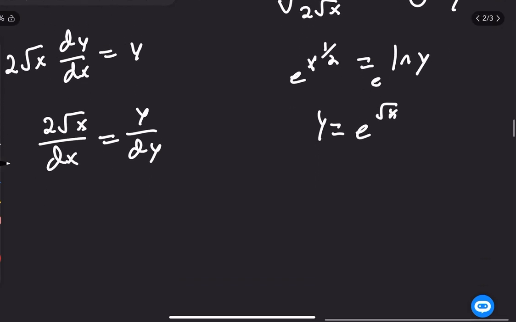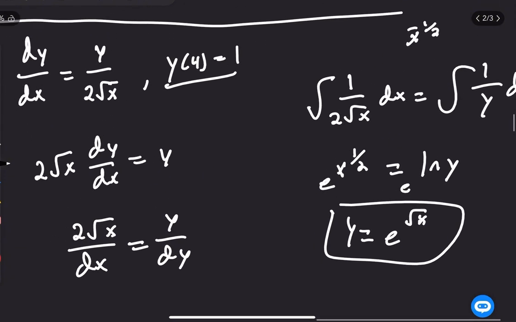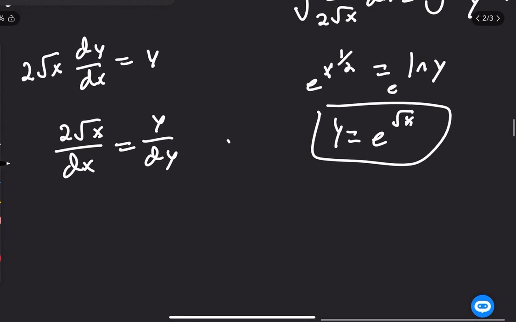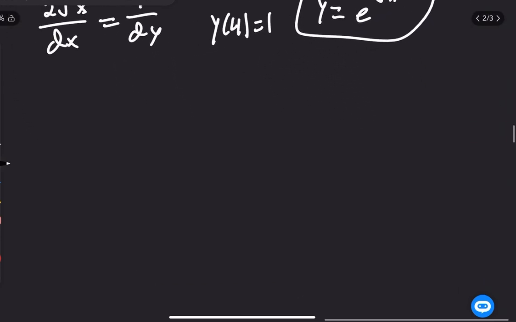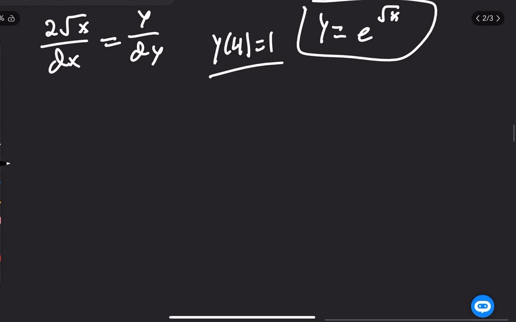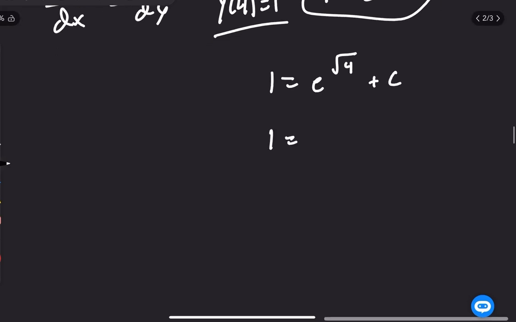Okay, so now we have our general solution, which is this. And we need to go back up here and realize y of 4 equals 1. Okay, so these are the two things we need to know. And from there, we're just going to plug in and solve. So y of 4, so 1 equals e to the square root of 4 plus c. Okay, so 1 equals e to the 2 plus c.